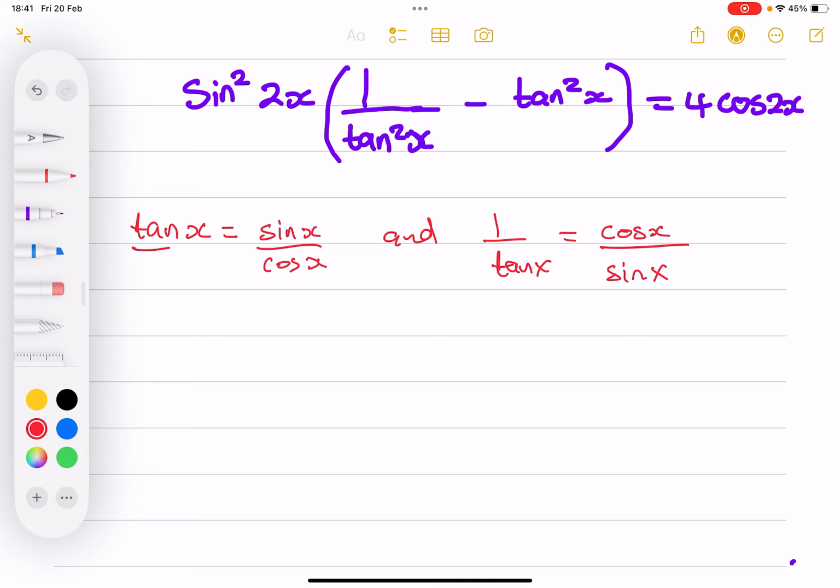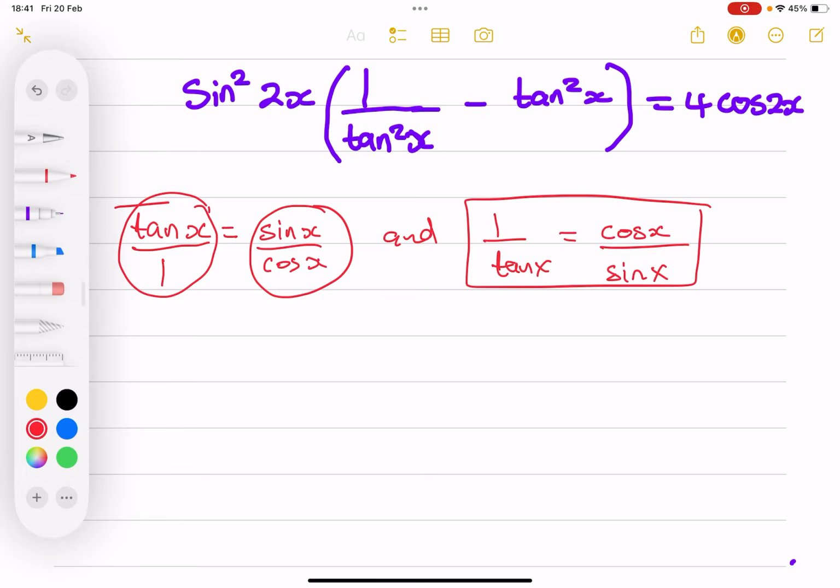This is what we know, guys, because if I reciprocate this, it becomes 1 over tan, and this one becomes cos over sine, which is the second identity. So this is what I'm going to do. I'm working with the left-hand side, obviously.